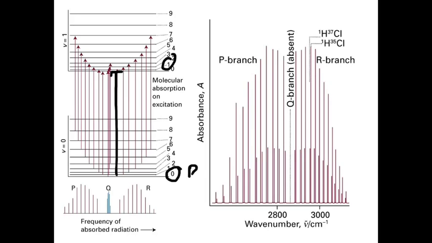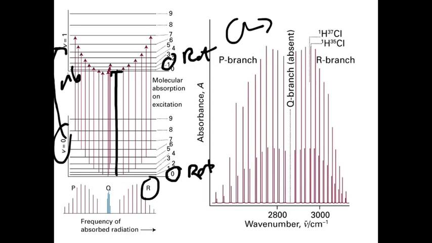So down here it has 0 rotational energy, but up here it has 1 quanta of rotational energy. As it changes 1 quanta of vibrational energy, we call that an R branch. Okay, so that could be from a 0 to a 1, or it could be from a 1 to a 2, or it could be from a 2 to a 3.